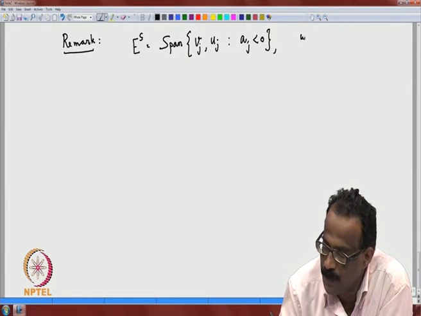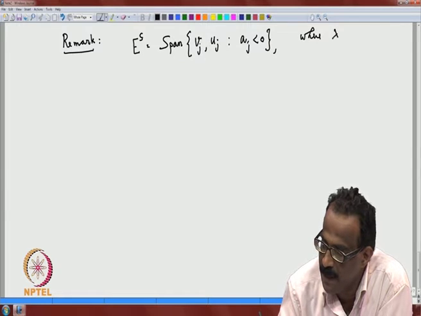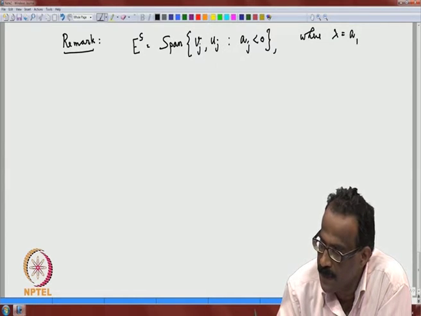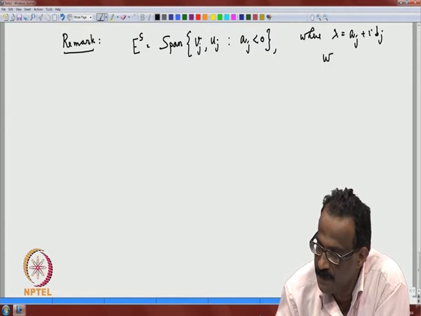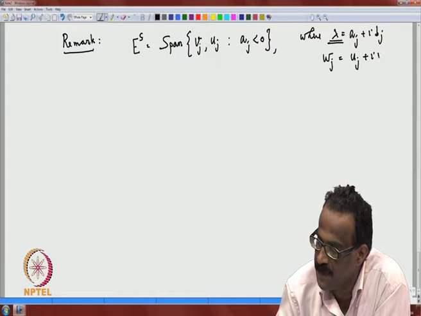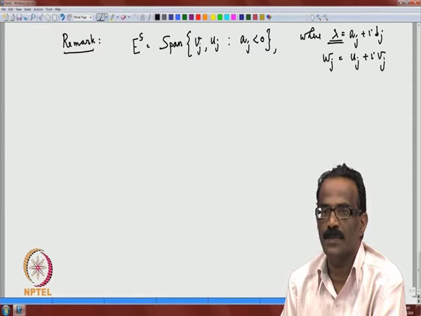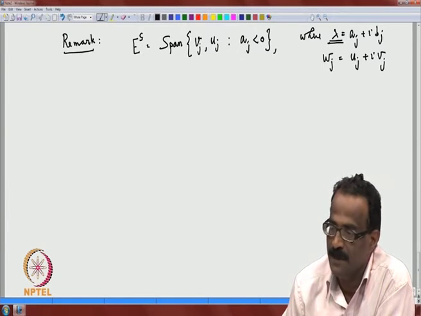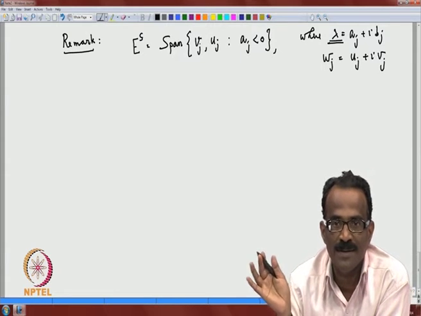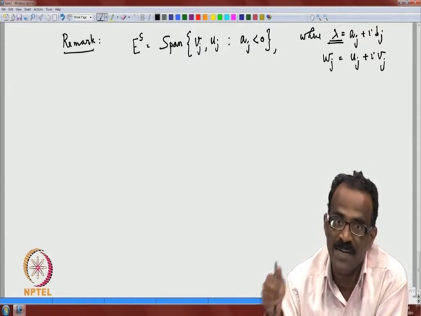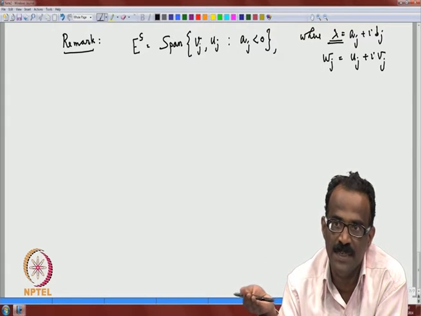Your eigenvalue is always lambda equal to Aj plus i Bj, and the eigenvector is equal to Uj plus i Vj. You write it that way; in the complex way, you write everything. If Bj is equal to 0, it becomes a real eigenvalue and there is no imaginary vector, so there is no problem. It incorporates even the real eigenvalues with Bj equal to 0.